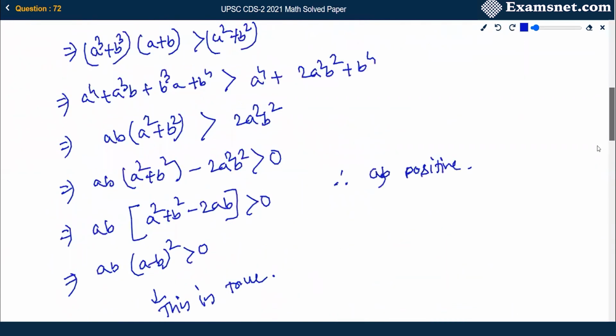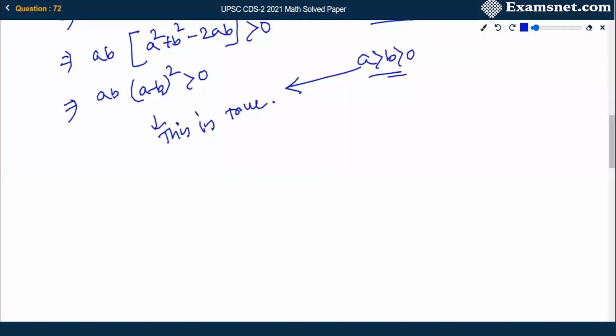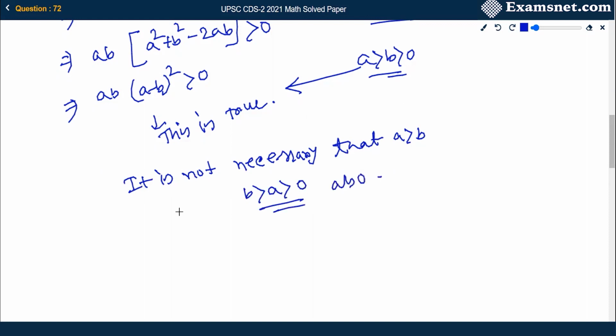So here we can say that if a > b > 0, then this inequality is true. But this is not the only condition. It is not necessary that a > b. The inequality is true for b > a > 0 also. True for this condition also.